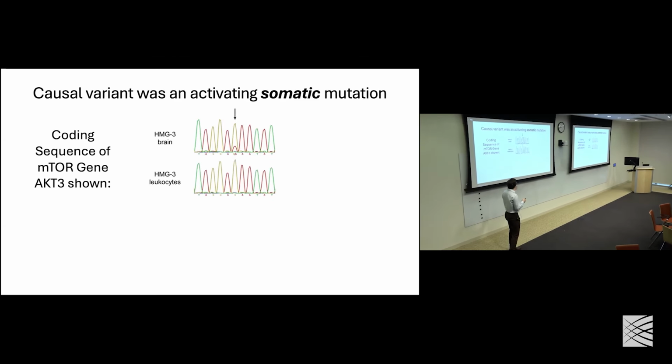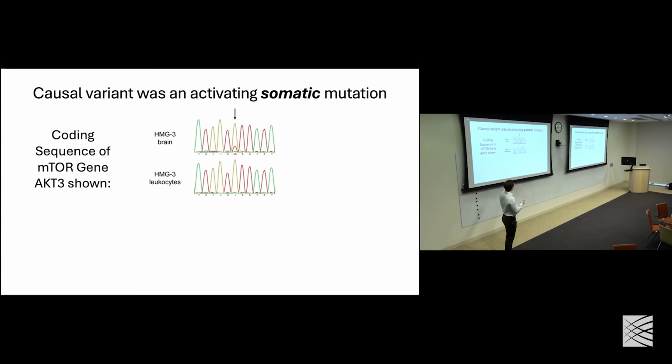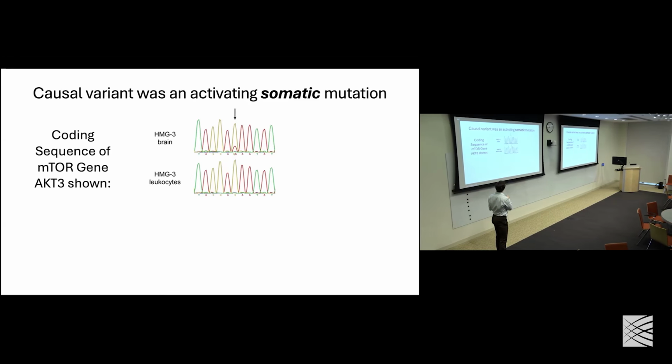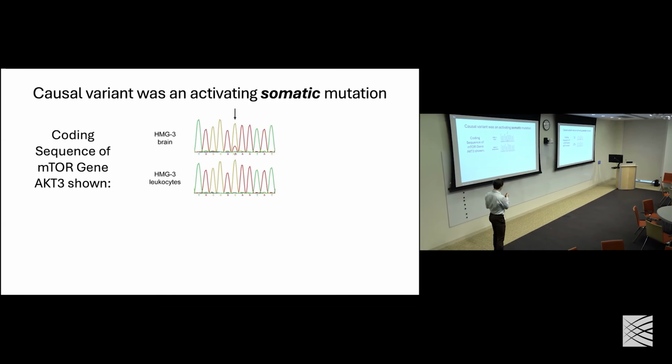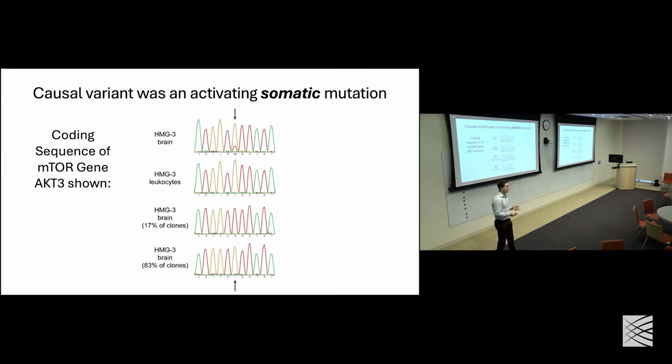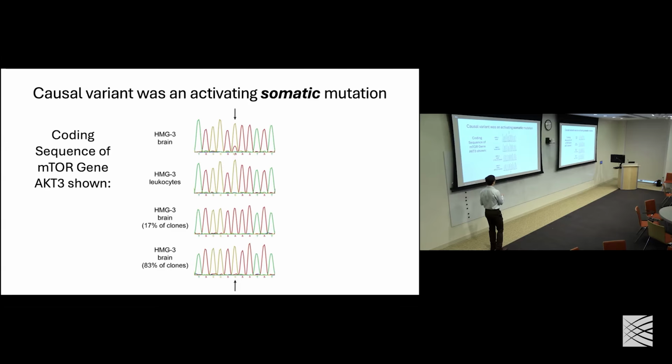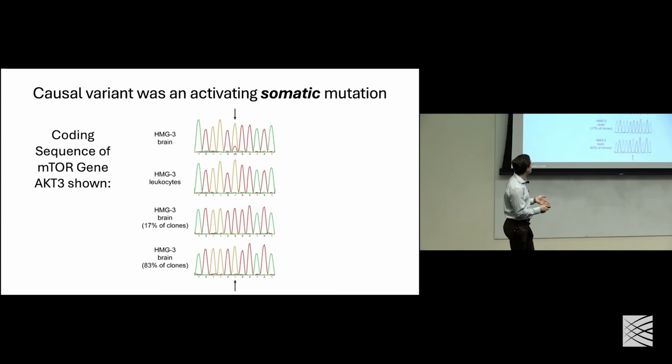So if we look at the blood, this is where we look first. We don't see this mutation. It's just the guanine residue. And in the brain, we have two different clones. 17% of the clones have this adenine residue. The rest of them have the correct guanine residue. So now we have some evidence that it's not a germline mutation associated with hemimegalencephaly. It's a somatic mutation just impacting part of the brain.